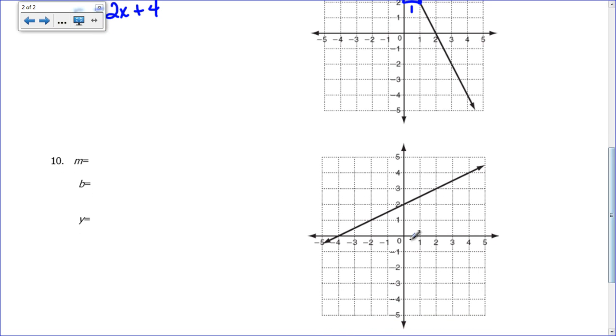So let's try number 10. The y-intercept is right here at 2. Here's a pretty point, so I'm going to find my slope, rise over run. I went up 1 over 2, so my slope is 1/2. So the equation of this line is 1/2 x plus 2. And that's all there is to it.